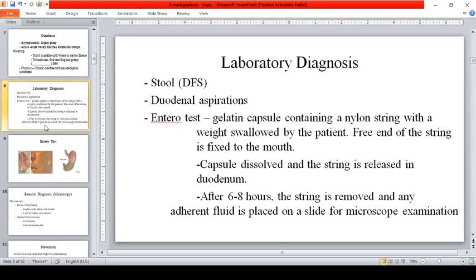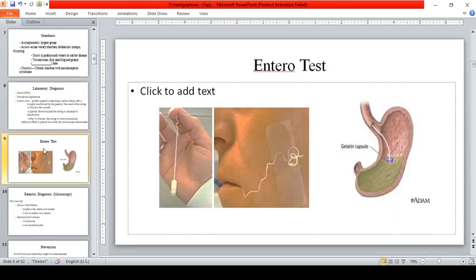Okay, so there is also the Enterotest, a gelatin capsule containing a nylon string with a weight, swallowed by the patient. The free end of the string is fixed to the mouth. So the capsule dissolves and the string is released in the duodenum. So after 6 to 8 hours, the string is removed and any adherent fluid is placed on a slide for microscopic examination. So how is it done?